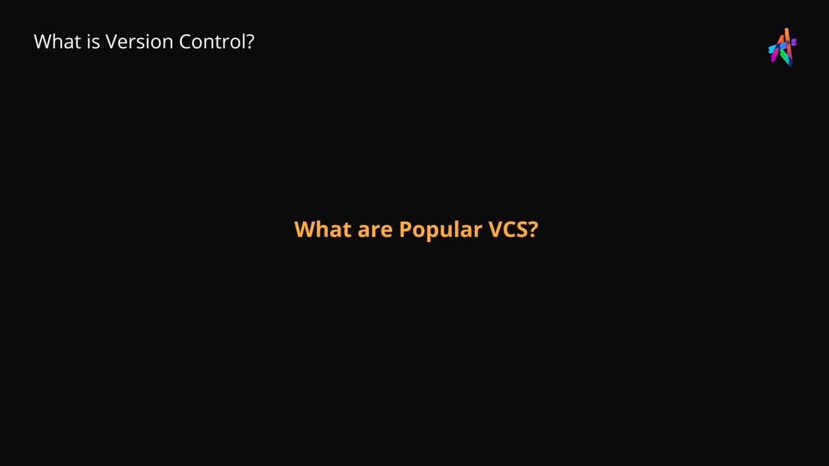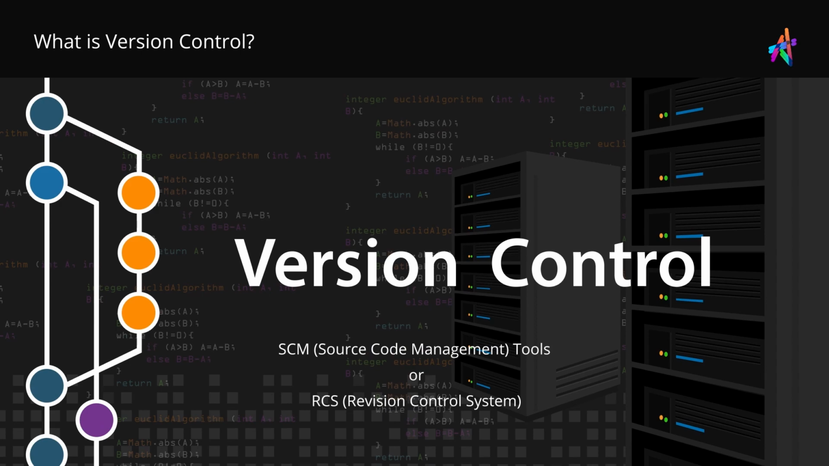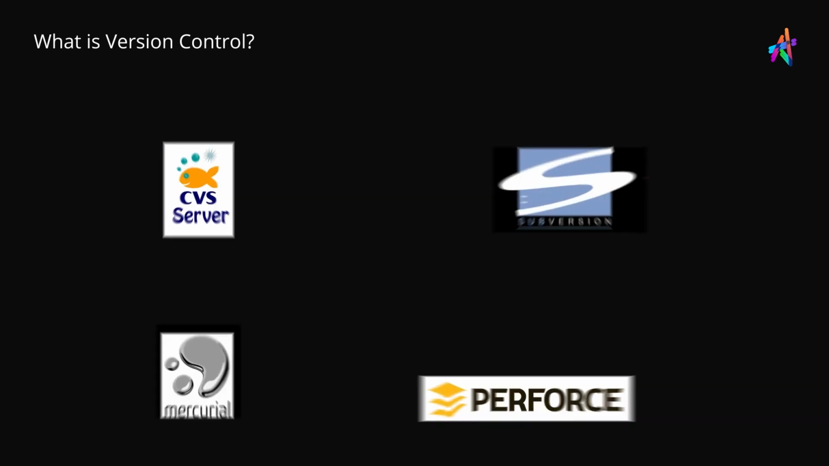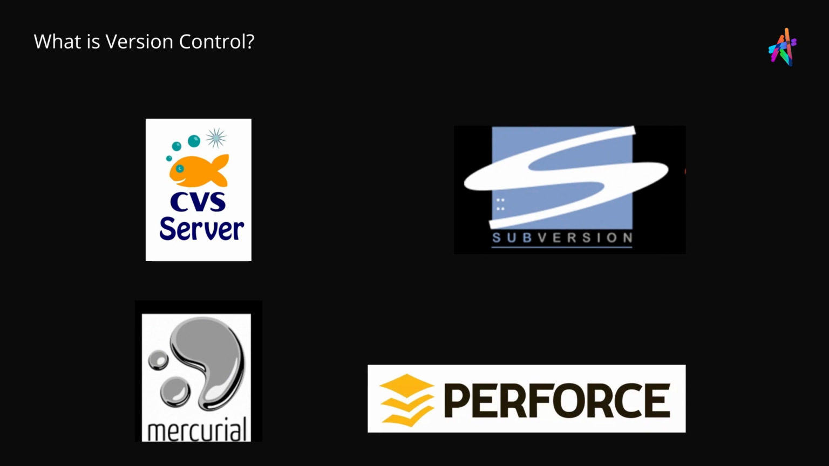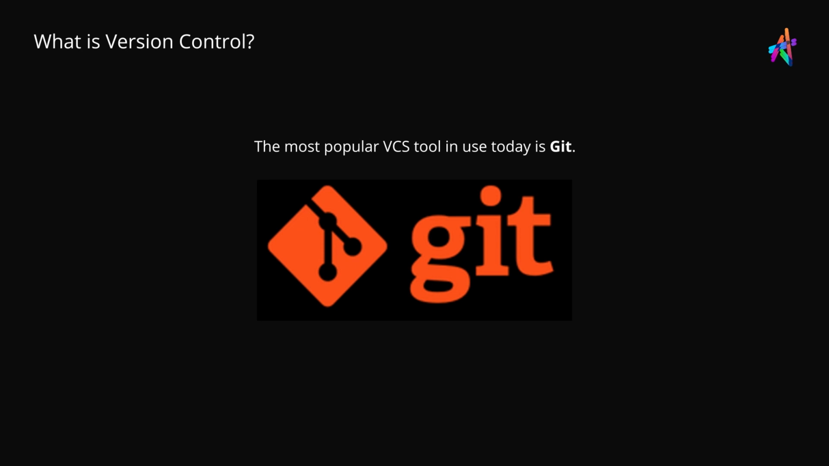Let's look at some of the popular VCS. Version control systems have evolved and improved to a great extent over the last few decades, and some are better than others. VCS are sometimes even referred to as SCM, Source Code Management, or RCS, Revision Control System tools. CVS, Subversion, Mercurial, and Perforce were some of the popular VCS tools which have been the standard for version control for many years. However, one of the most popular VCS tools in use today is Git.